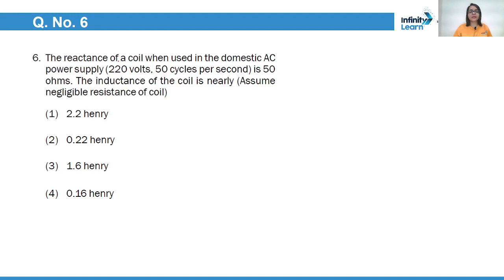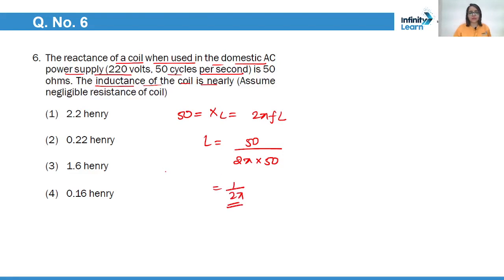Next is question number 6. The reactance of a coil when used in the domestic AC power supply is 220 volts, 50 cycles per second is 50 ohms. The inductance of the coil is nearly. So we need to find inductance of the coil, and reactance of the coil is given as 50 ohm. So 50 ohm over here is XL, that is equal to 2 pi FL. So L will be 50 divided by 2 pi into frequency, that is 50, right? So it is 1 upon 2 pi, and this is approximately 0.16 Henry.